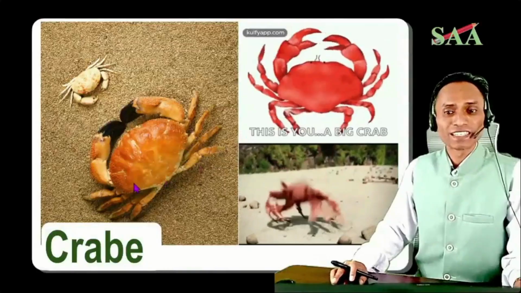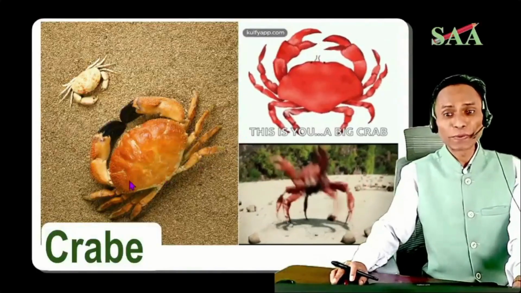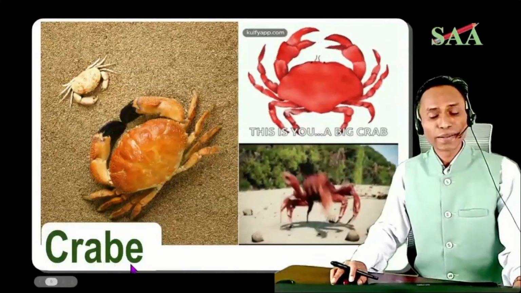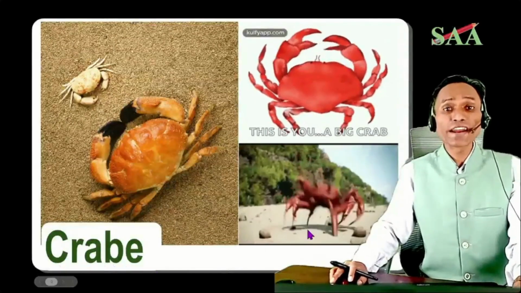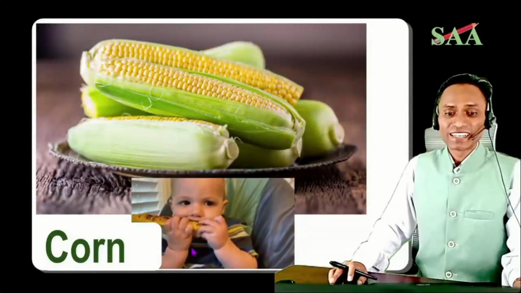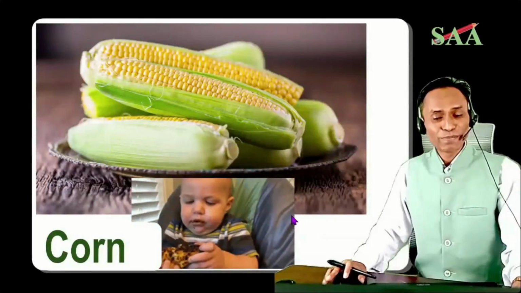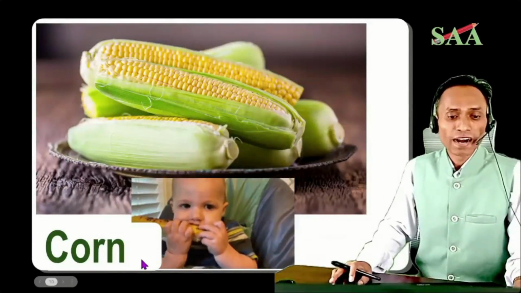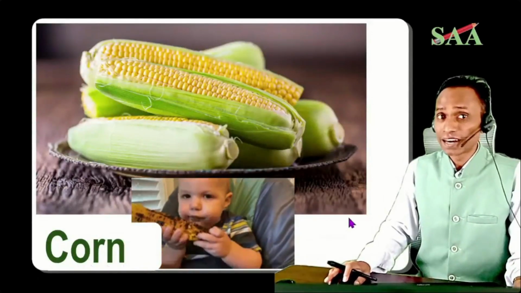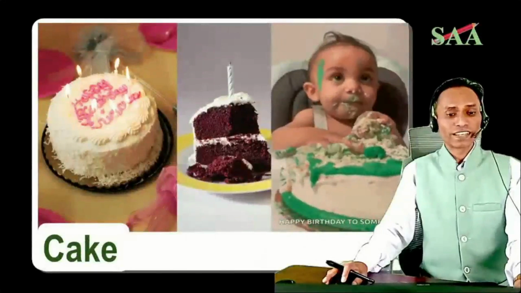Here is the next one, crab. What is this? Yes, this is crab, right? C-R-A-B, crab, right? Next one is corn. The little boy, the little baby eating corn, right? C-O-R-N, corn. C-O-R-N, corn.